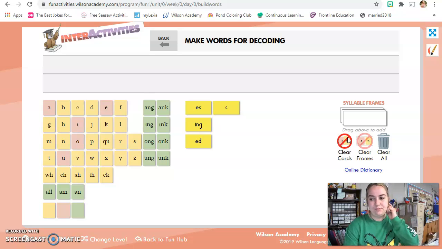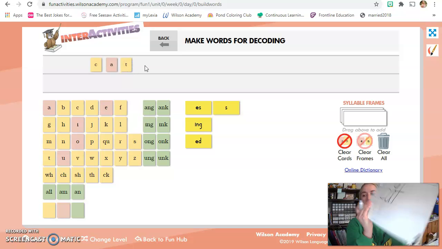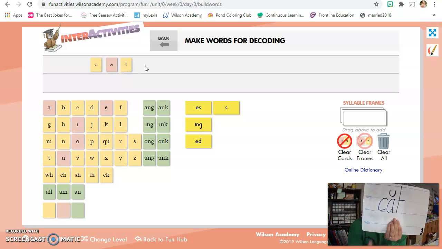Okay, let's see what we put for cat. What did you put for the /k/? C, A, T. Very good. I'm going to show you my board now. So I put C, A, T, but I also put this marking above my A. Tell me, what is this marking called? A breve. Very good job. A breve goes above my short vowel. So A says /a/, and it's a short vowel.